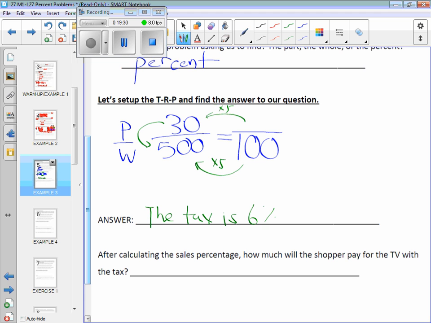$6 is what you're paying. That's the percent of tax that you're paying. That's what that $30 represents. Okay. Be careful with this one. Don't overthink it. After calculating the sales percentage, how much will the shopper pay for the TV with the tax? Max. $530. Right, it's the $500 plus the tax, which is 30, 530.